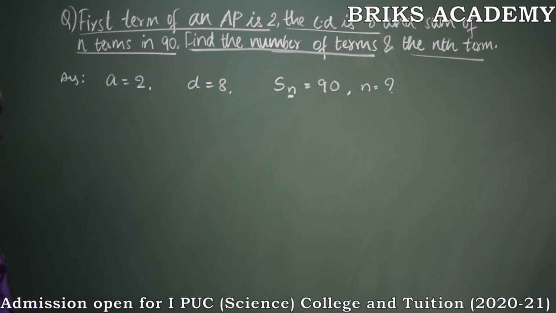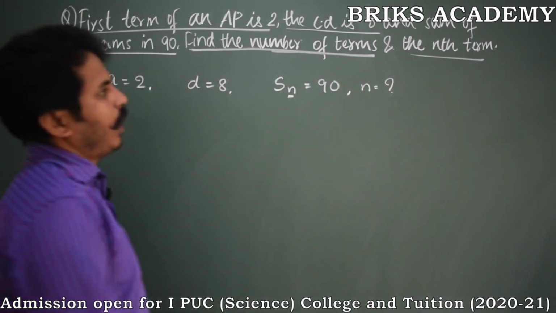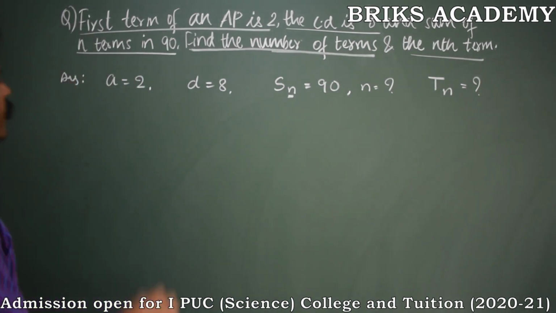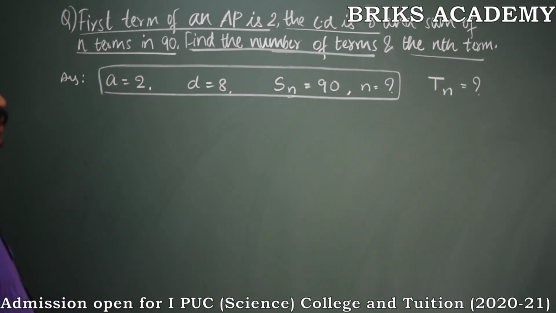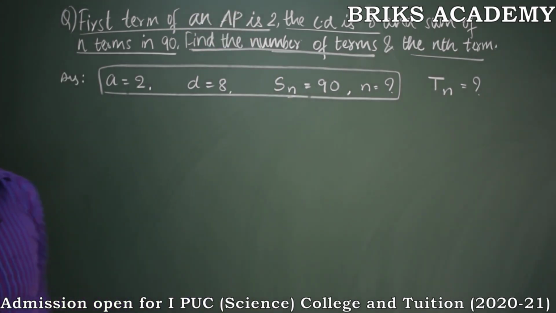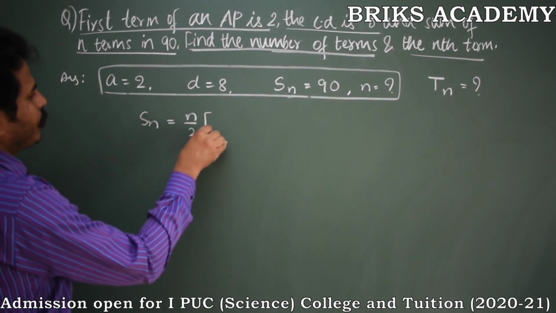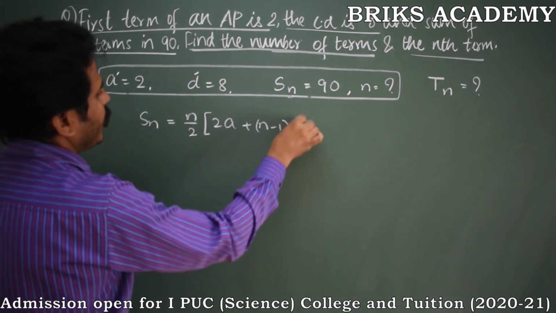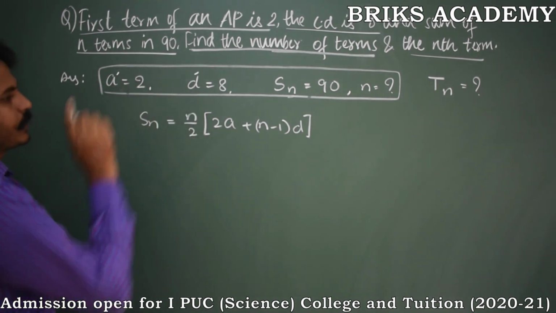In the Sn formula, n is one of the parameters you need to find out. Also the nth term. So in the Sn formula you have 4 parameters, out of which 3 parameters they have given, and the last parameter they ask you to find out. What is the Sn formula? Sn is equal to n by 2 into 2a plus n minus 1 into d, because a is given, d is given.